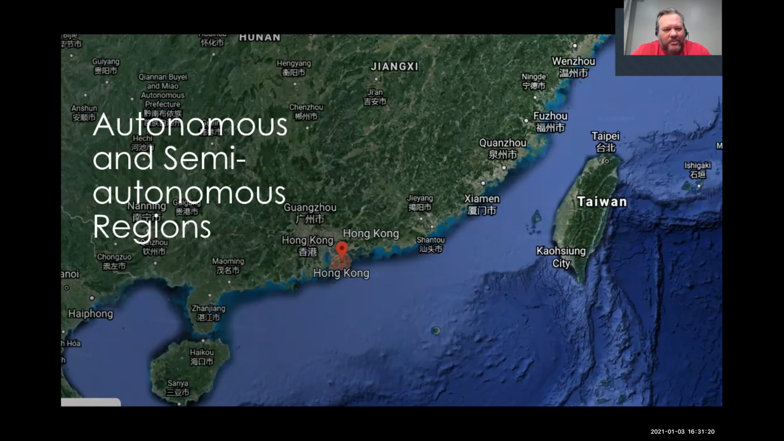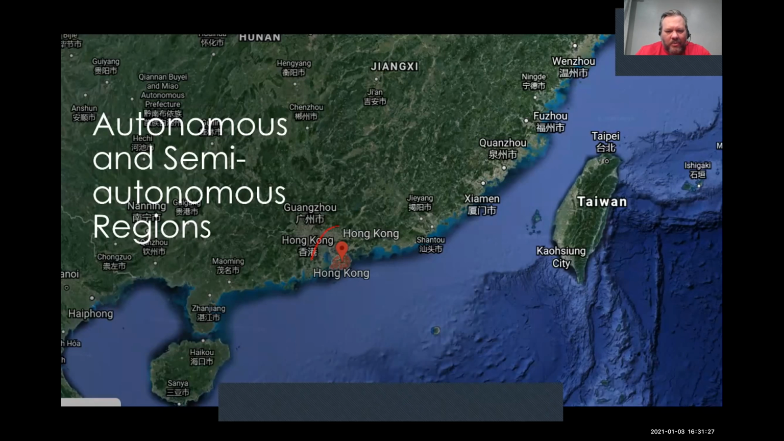But all right, the last little bit is what we call autonomous and semi-autonomous regions. And we can get an idea of both of these with this one map. So we're going to look at Hong Kong and we'll look at Taiwan. So these are all parts of China.